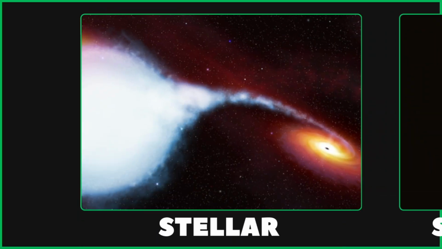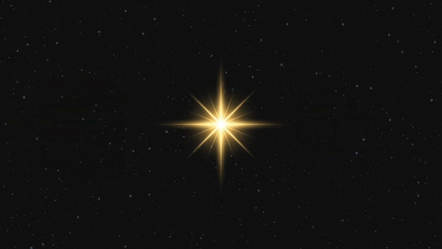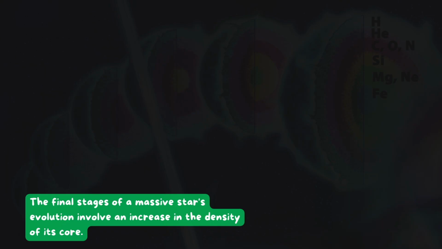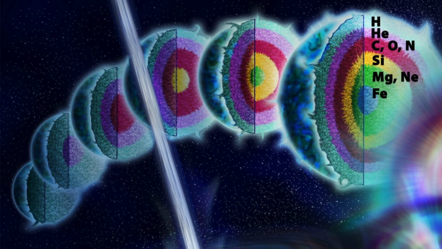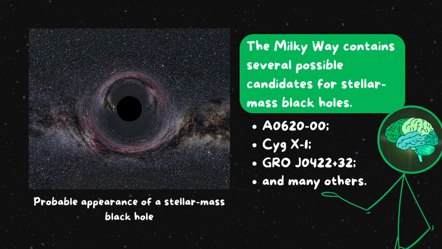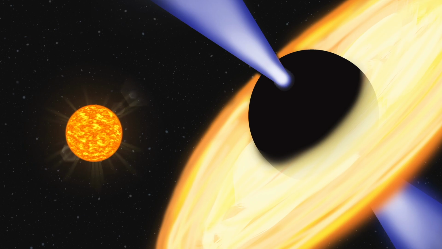Stellar black holes. Stellar black holes form when a massive star, typically at least 20 times more massive than the Sun, reaches the end of its life. In a supernova explosion, the star's core collapses into an incredibly dense object, creating a black hole with gravity so intense that not even light can escape. These black holes usually have masses ranging from 3 to 100 times that of the Sun.